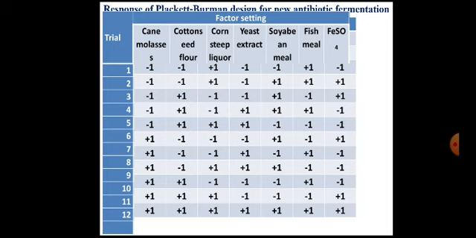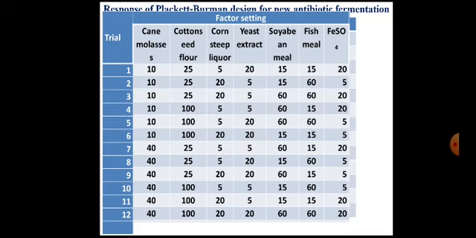Now let us replace the values of -1 and +1 which were mentioned in table number 1. What are these factor settings? For cane molasses, it is 10 and 40. For cottonseed flour, it is 25 and 100, and so on. For FeSO4, it is 5 and 20. So wherever -1 and +1 were mentioned, now we have replaced it with actual concentration in milligrams per ml.